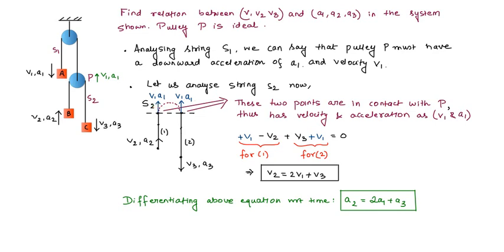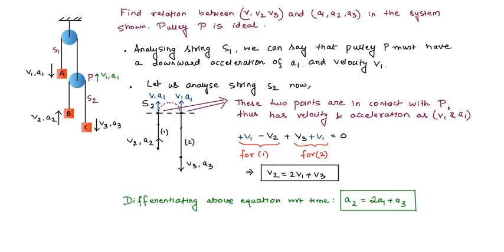Now coming to the right segment, you can see that the bottommost point is connected to the block C, which has a velocity v3 in the downward direction. So this particular point will also have a velocity v3 in the downward direction, and the topmost point will have a velocity v1 in the upward direction, since it is in contact with the pulley P. Now remember, we will consider the velocities to be positive if they try to increase the length of a segment, and negative if they try to decrease the length of a particular segment.